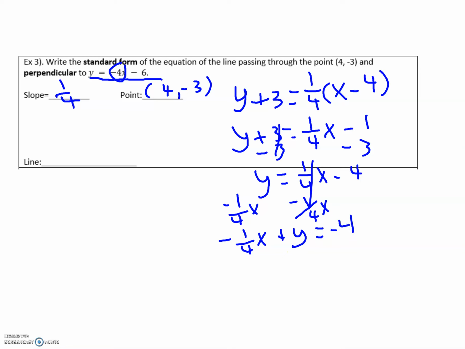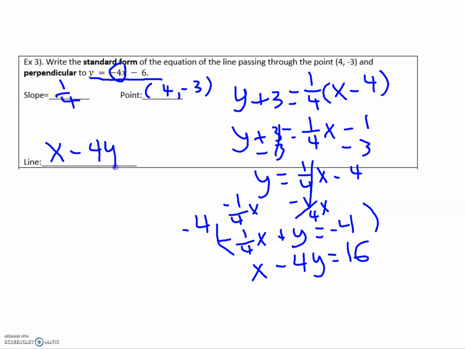And so I have two things that are wrong for standard form. First of all, the fraction, and it's negative, so we're going to multiply this by negative 4. When you multiply it, you get 1x, just x. Negative 4 times y is negative 4y, and negative 4 times negative 4 is positive 16. So here is my equation in standard form that is going to be perpendicular to this line.